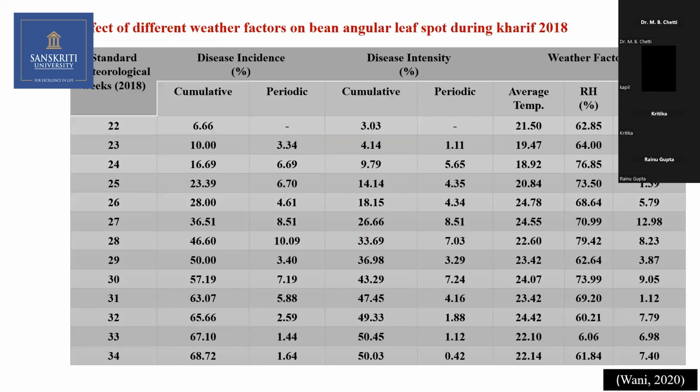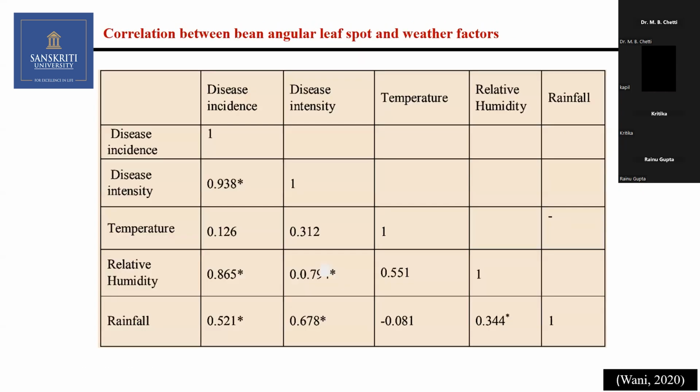You can just see here, these are the disease incidence, disease intensity, and weather factors: the average temperature, rainfall, and the relative humidity. Now, if you see the table, the disease intensity and disease incidence are positively correlated. If there is disease, the disease intensity increases. They are moving in the same direction. If there is relative humidity increase, then also there is more of disease. See, whenever we have a rainfall also, the more rainfall always enhances the disease. You can just see that.